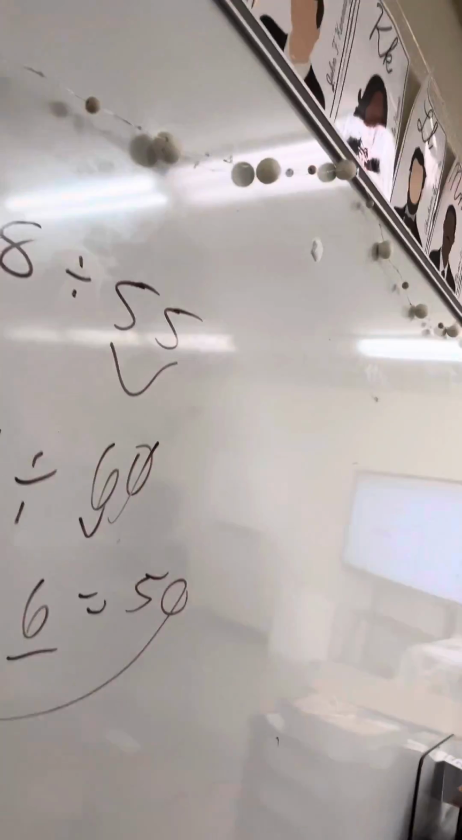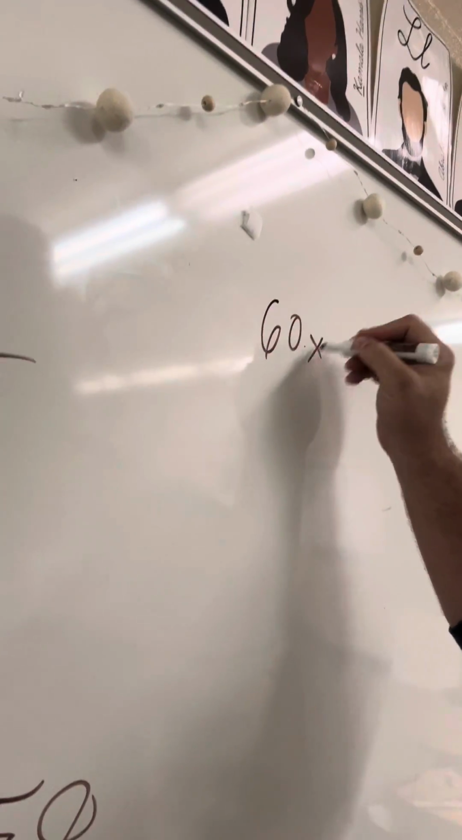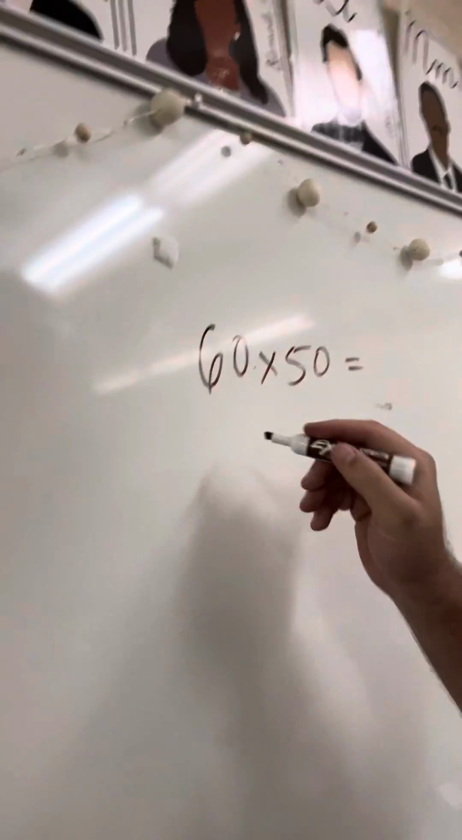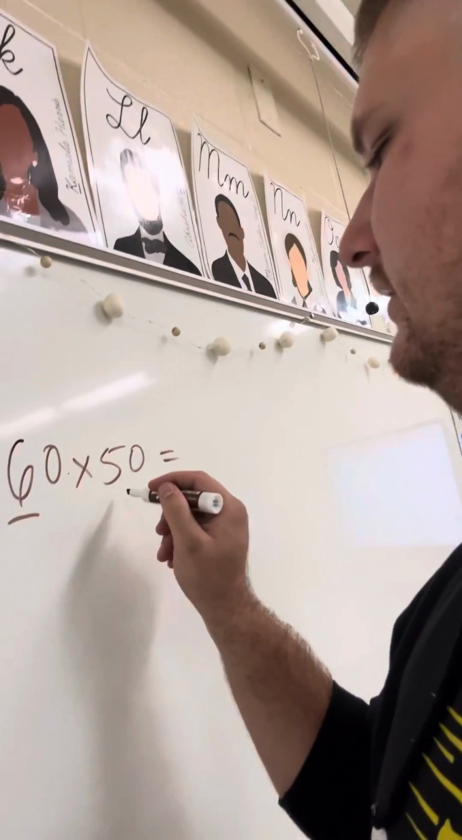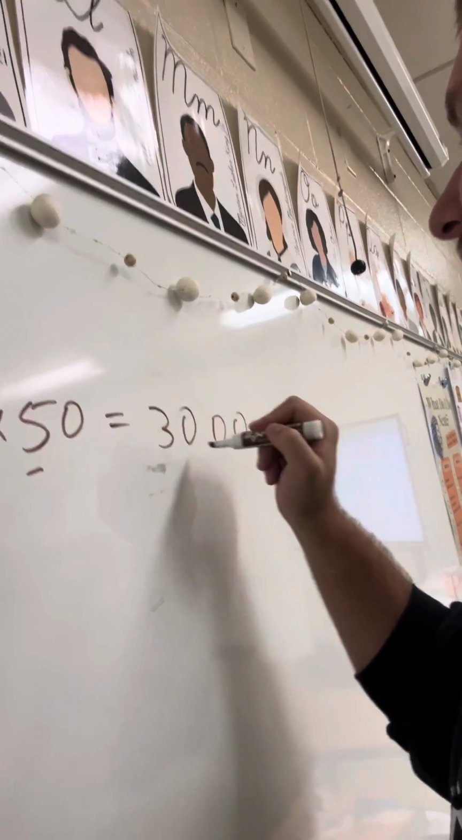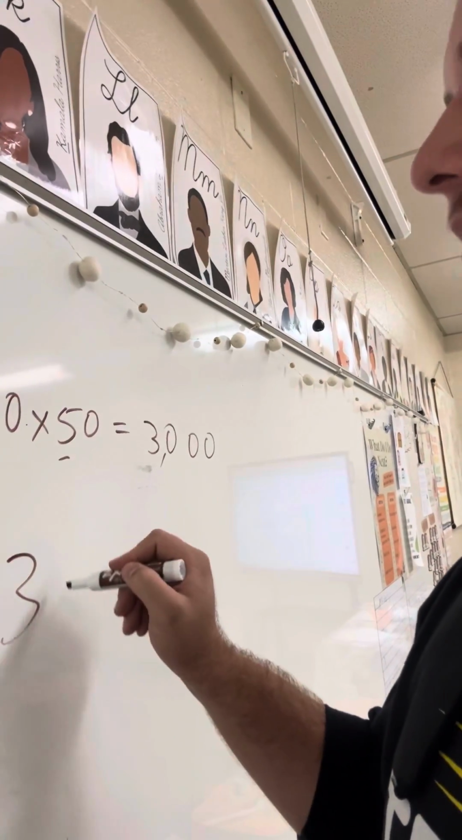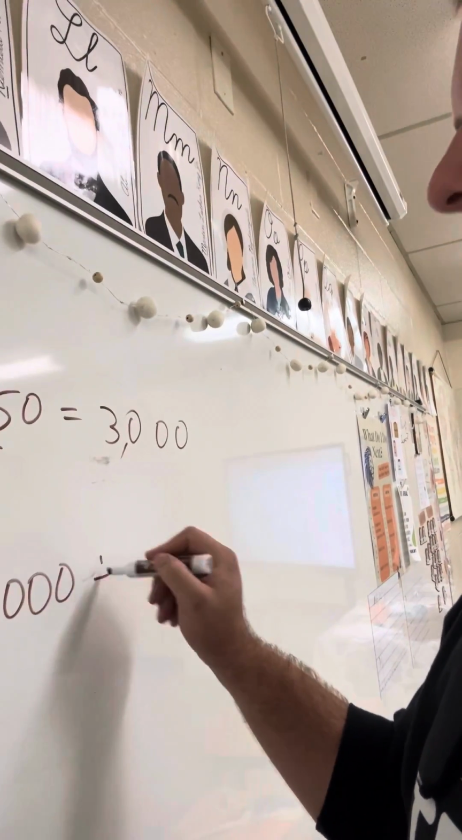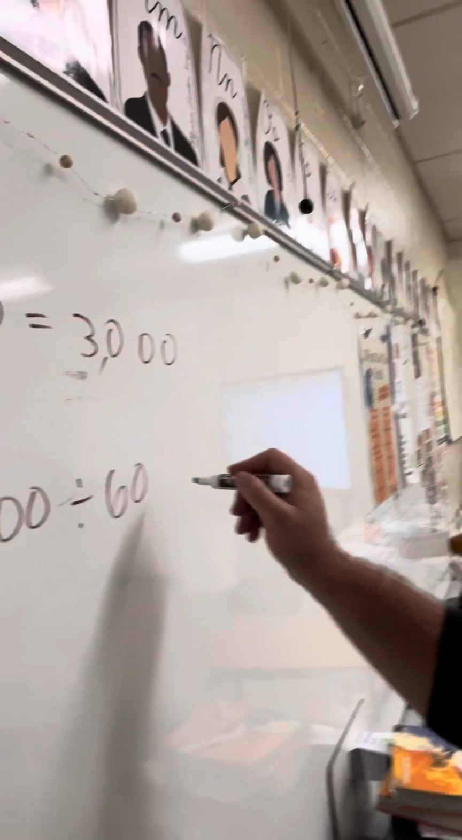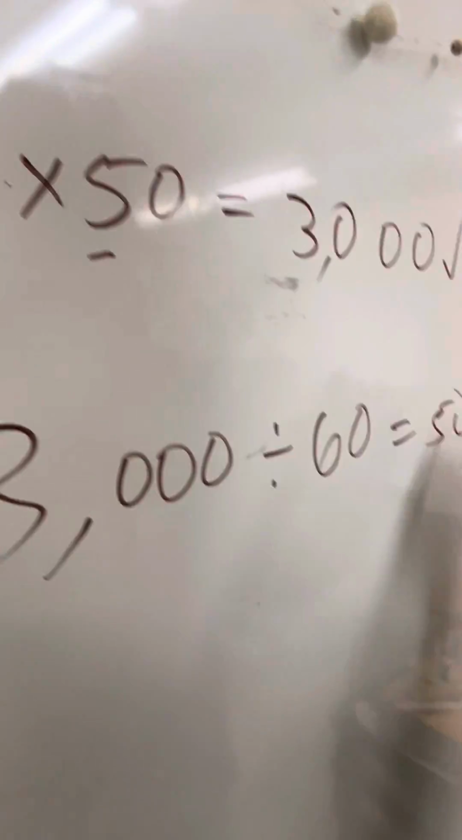All right, so let's just go ahead and double check ourselves. 60 times 50 equals what? Well, let's find out. 6 times 5 is 30. Add our extra zeros, 1, 2, 3,000. So we get back to the square one problem of 3,000 divided by 60. These would both check out. Let me back up and show you.